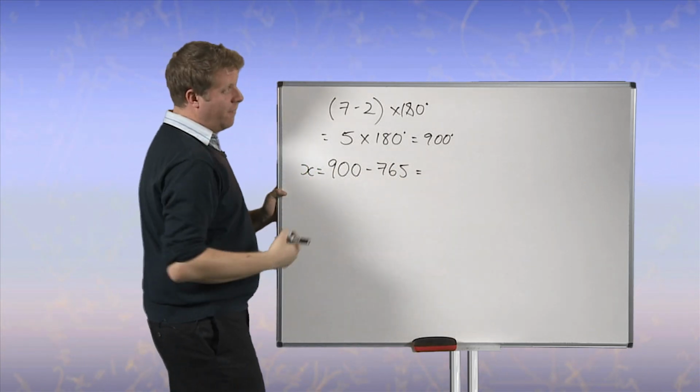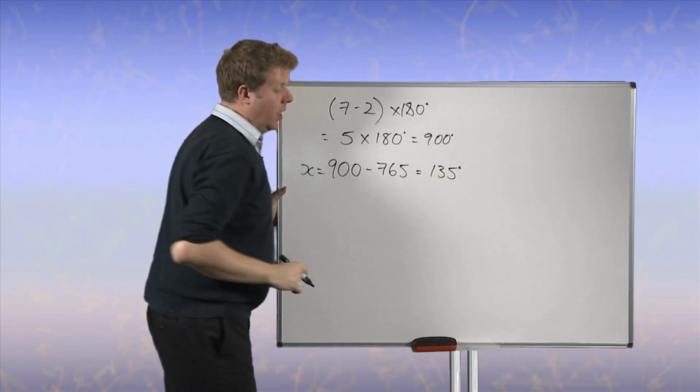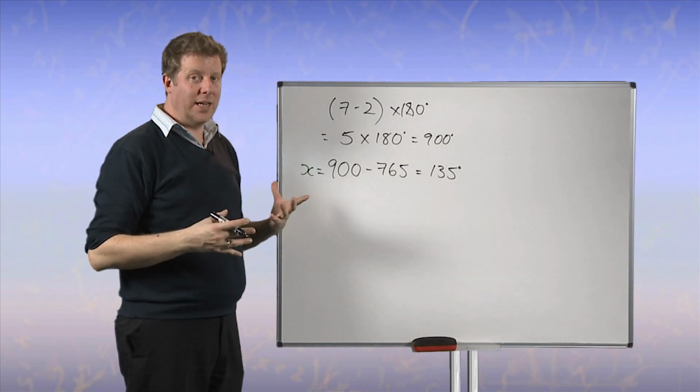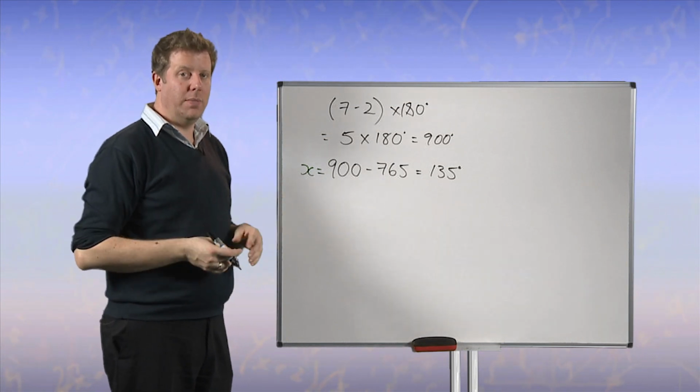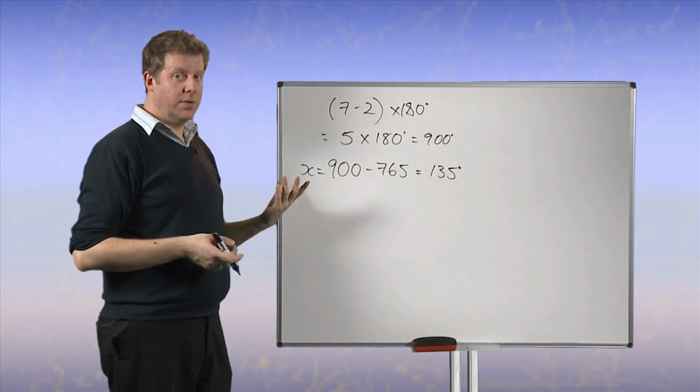So x, therefore, is going to equal 135 degrees. So we worked out what all the angles inside added up to, and then worked out what the missing one was by subtracting the total of all the others from 900.